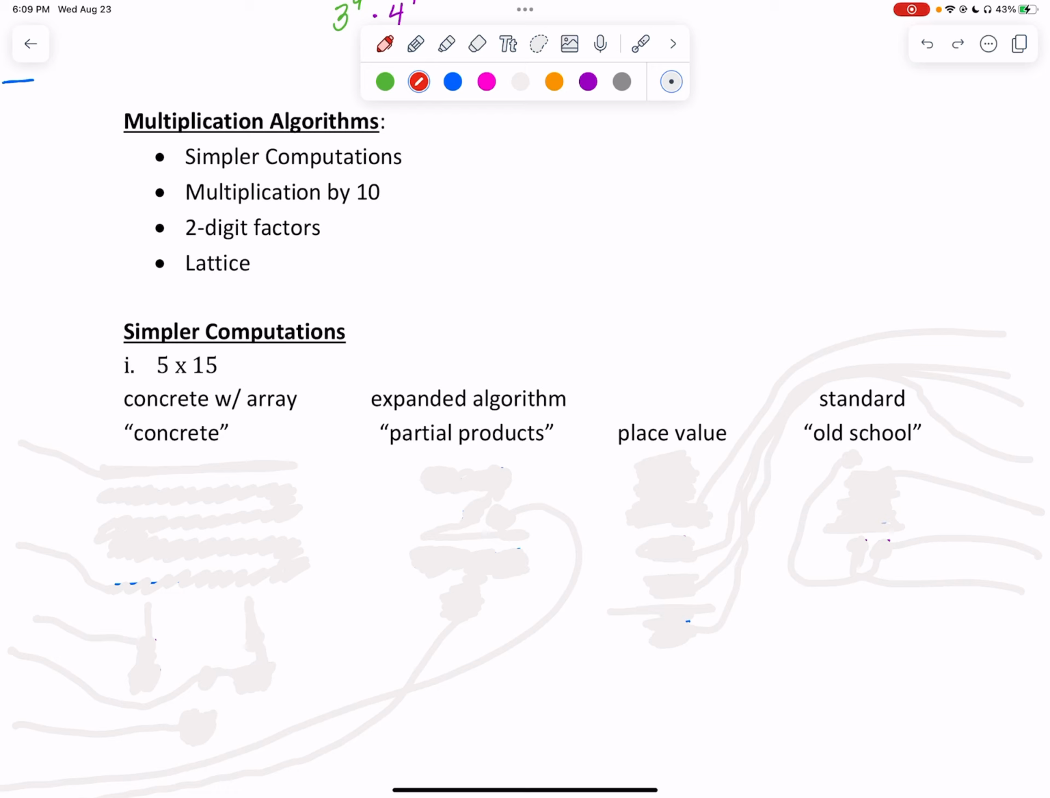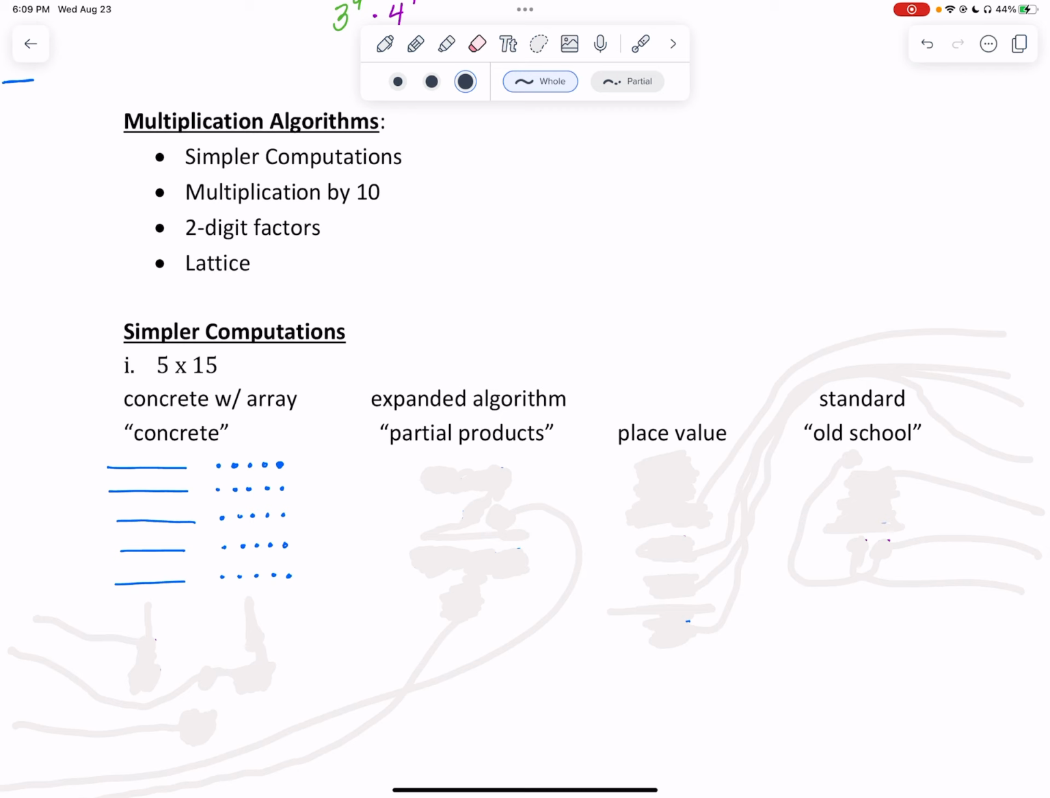One is a concrete method with an array. I'm essentially going to take 15. So there's my 15. And again, this means I'm going to have 5 sets of that 15. Then let's just add them up and see what I get.